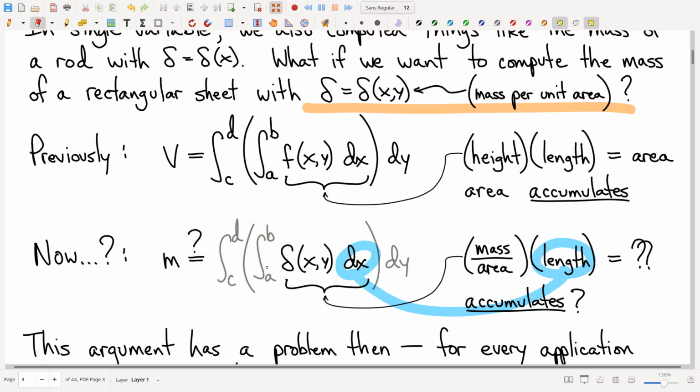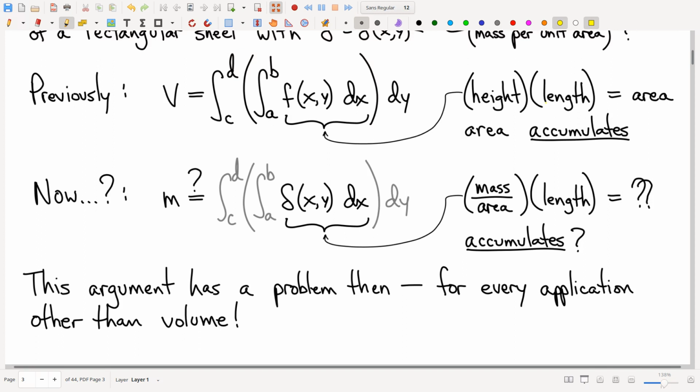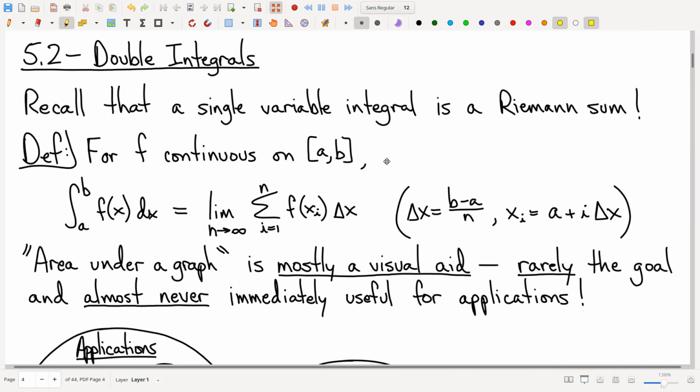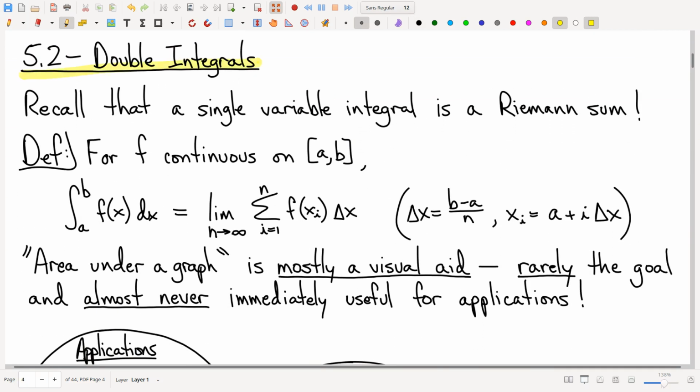Okay, so we're going to need a different way around then. This strategy of using iterated integrals really only works at this point for computing volumes. And that's not good enough. We need to compute all sorts of things. All right. So we're going to define something called a double integral. It's going to take us a bit to get down to it. I'm going to do some review first real quick. But the double integral is going to be our way to resolve that matter.